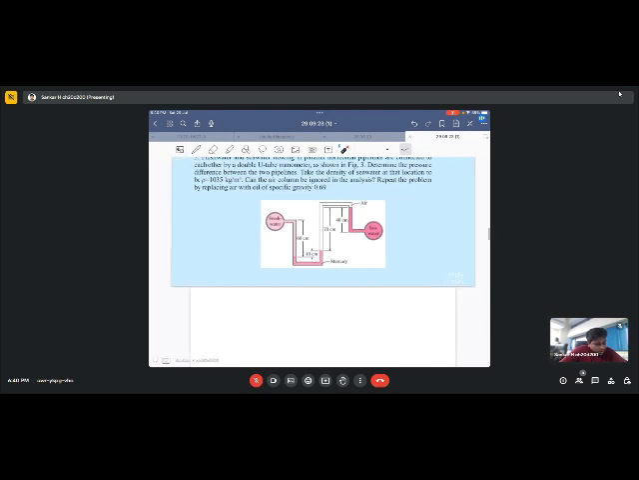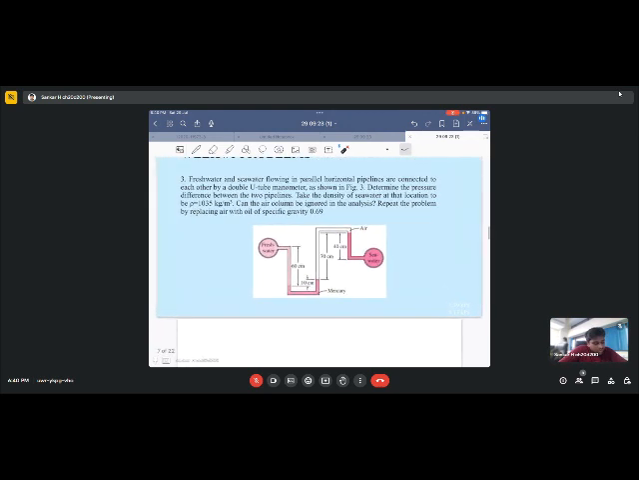Okay, we'll move on to the next question. It's on the multi-limb manometer, which is characterized by multiple limbs connected between 2 points. So the question is, fresh water and seawater are flowing in parallel horizontal pipes. So what is shown here is actually the cross section of a pipe. The pipe may be like this, such that these 2 points are taken somewhere from the pipeline.